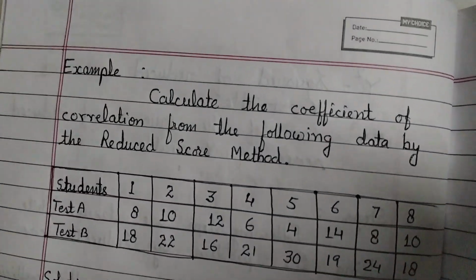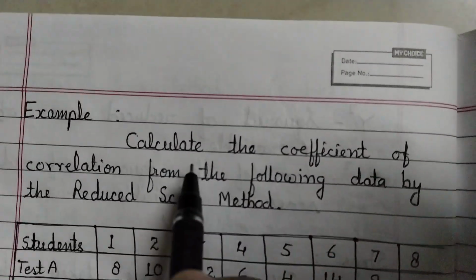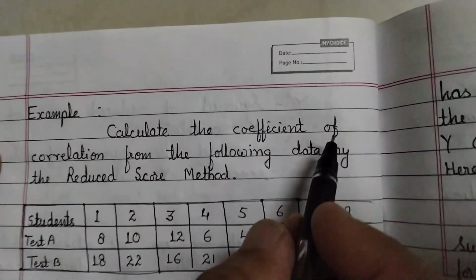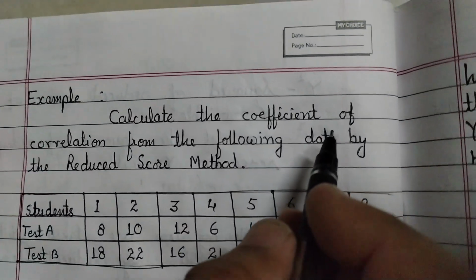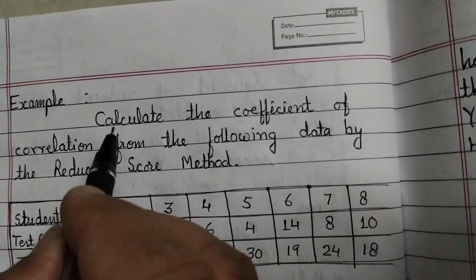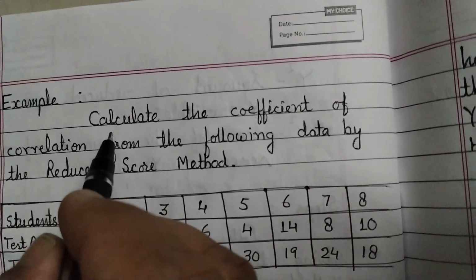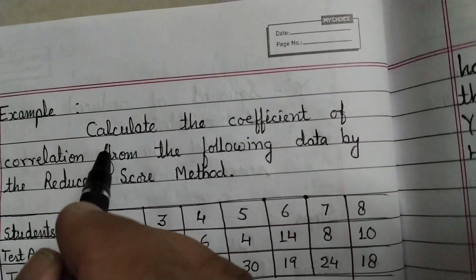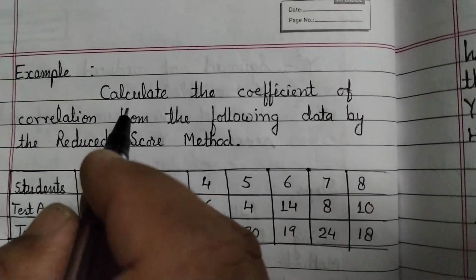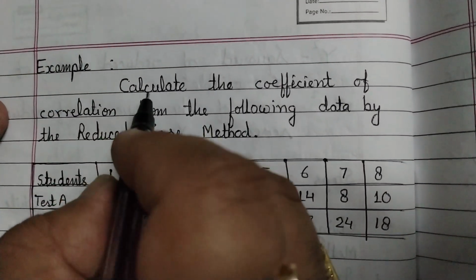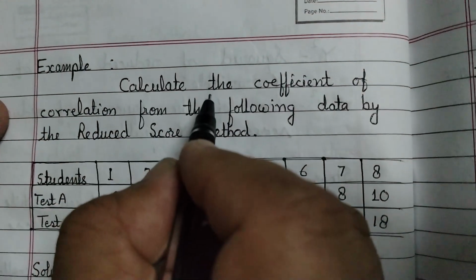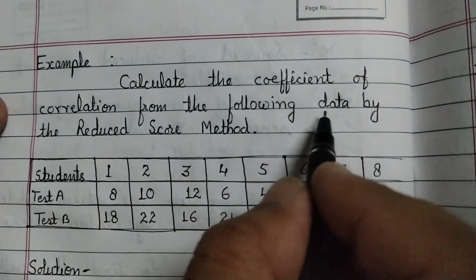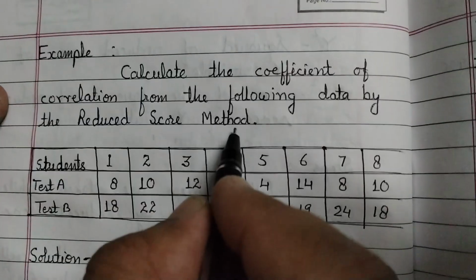Now let us take one example. Again I am taking the same example as in the previous methods, so that I will show that the correlation from each method is found to be the same, whichever method is used. Calculate the coefficient of correlation from the following data by the reduced score method.